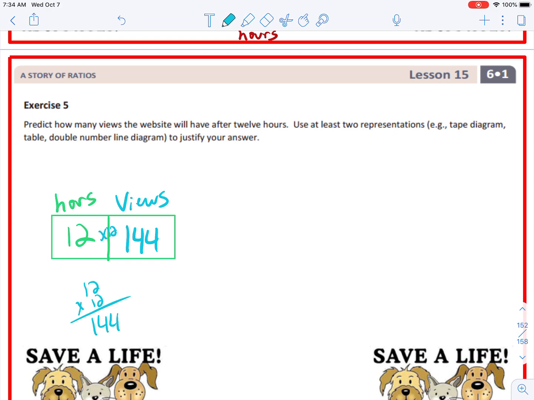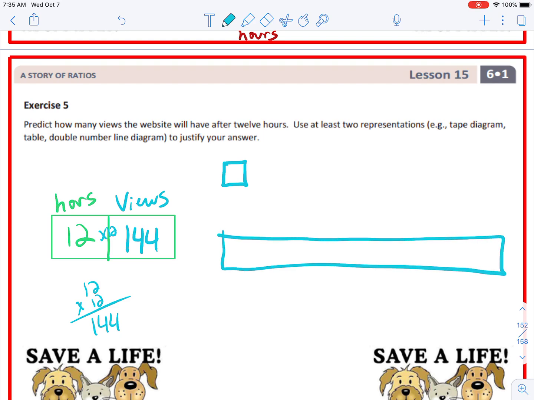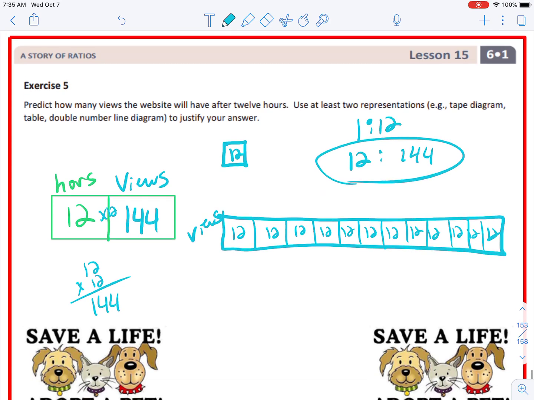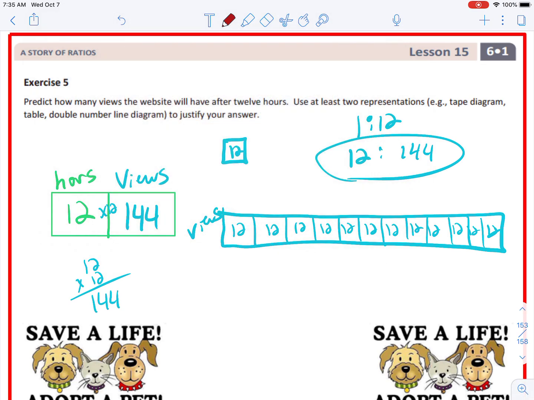Okay, we can also make a tape diagram. One with 12, remember our ratio was 1 to 12. But if there's 12 hours, that means 12 has to go in each unit. So if there's 12 hours, there's going to be 144 views.